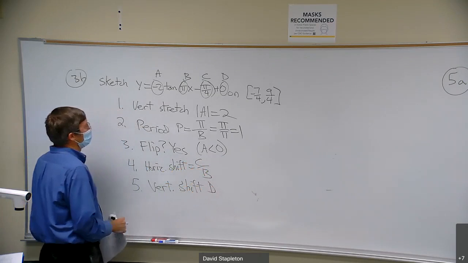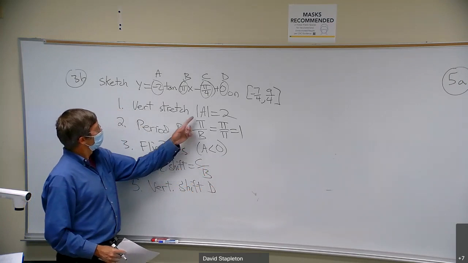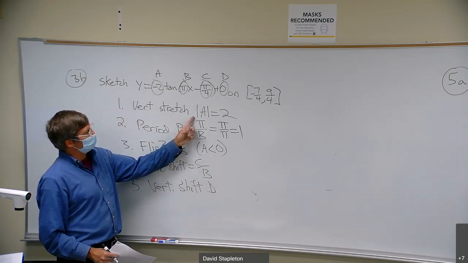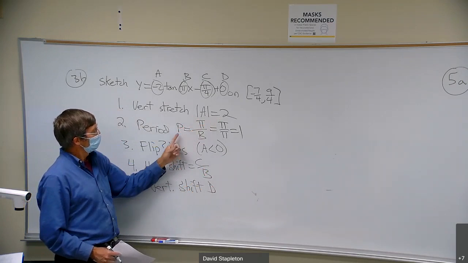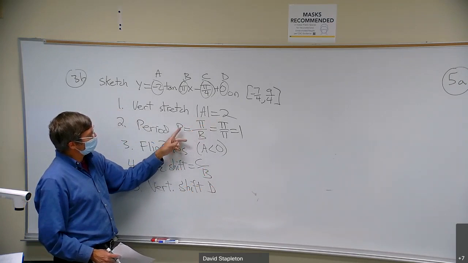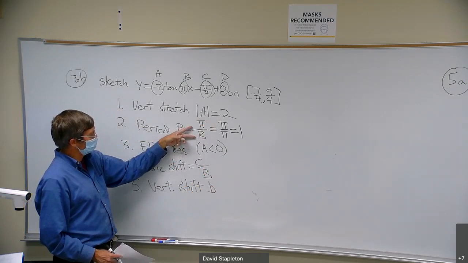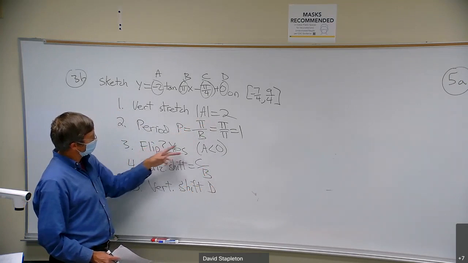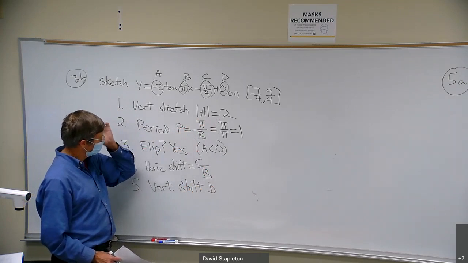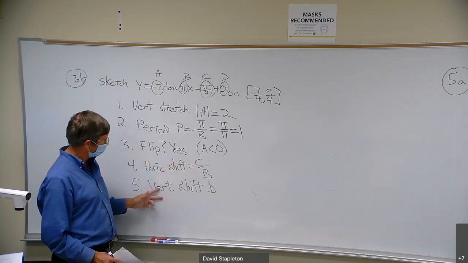You just memorize. The vertical stretch or amplitude, whatever you call it, is absolute value of A. Period is 2 pi over B, except for tangent and cotangent, pi over B. The flip is yes if A is less than 0, no if A is greater than 0. Horizontal shift is C over B, vertical shift is D.